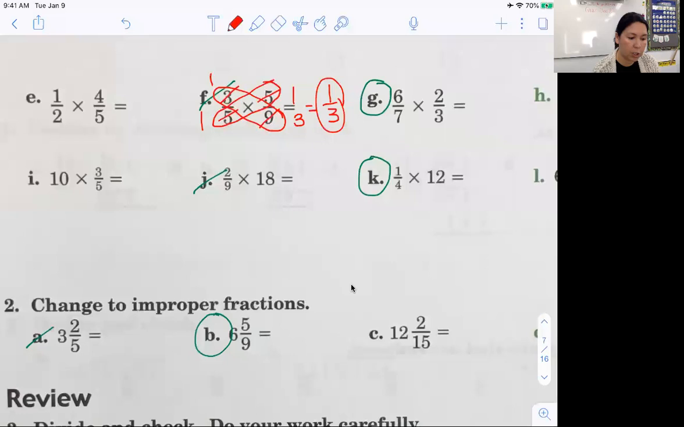Okay, I want you to do G right now by yourself. Make sure you circle and cross cancel if you can. If you can't cross cancel, then you're just going to multiply. All right, go ahead and do G right now.